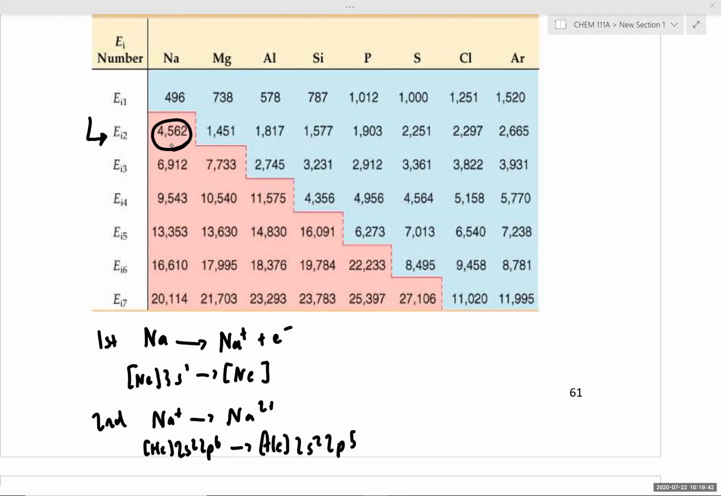That's part of it, but what's so special about the configuration of sodium plus? Yes, it has the same configuration as neon. And what configuration is neon? What kind of electron configuration is that? Yes, it's a noble gas configuration.